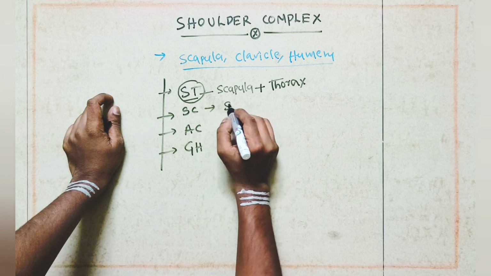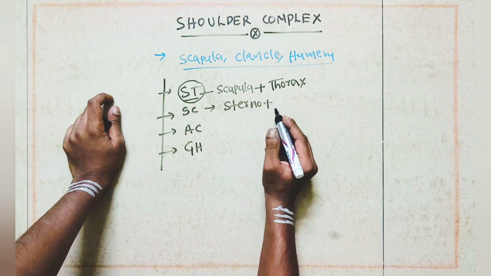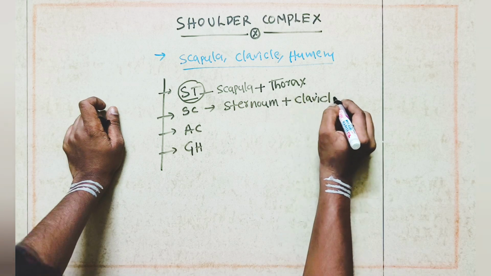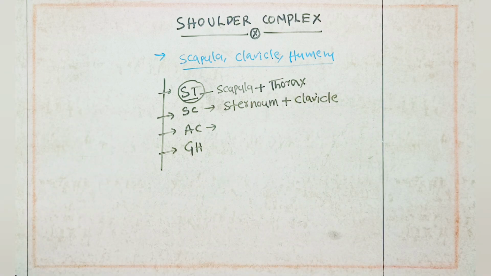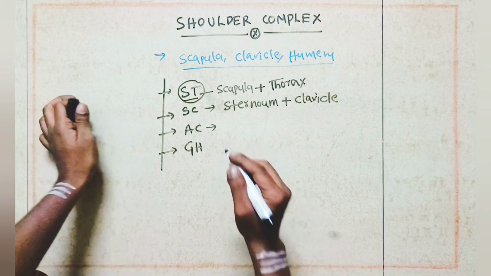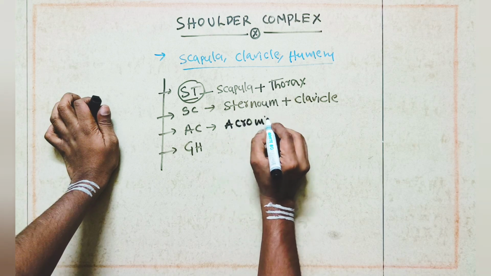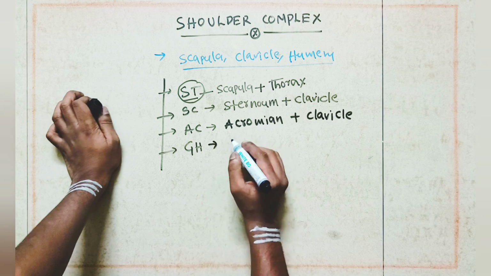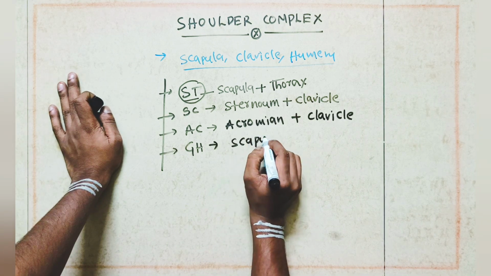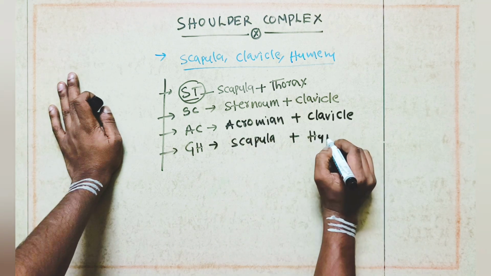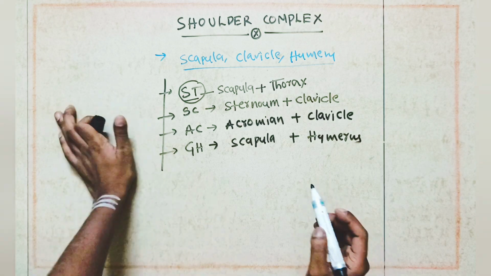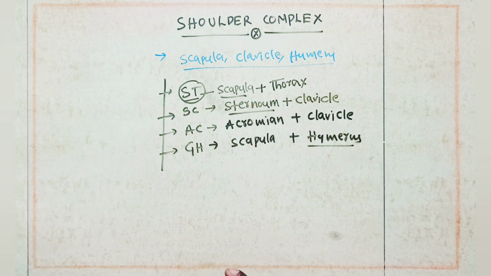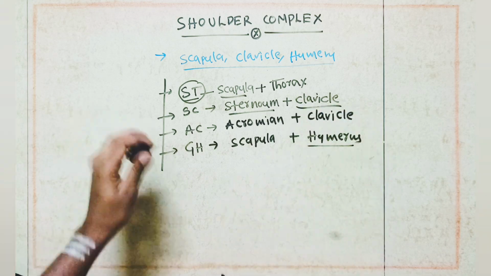Here the SC joint, sternoclavicular joint, is between the sternum and clavicle. The AC joint is going to form between the acromion plus clavicle. And the glenohumeral joint is going to form between the scapula plus humerus. So these are the bones involved: scapula, sternum, humerus, and clavicle also.